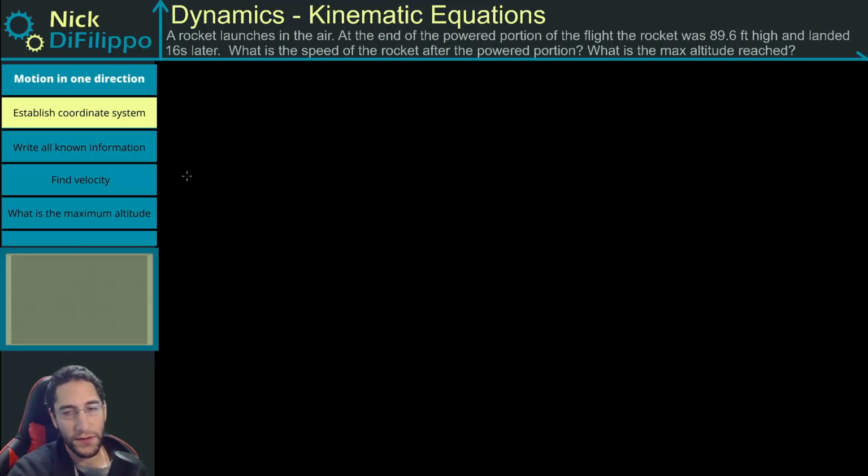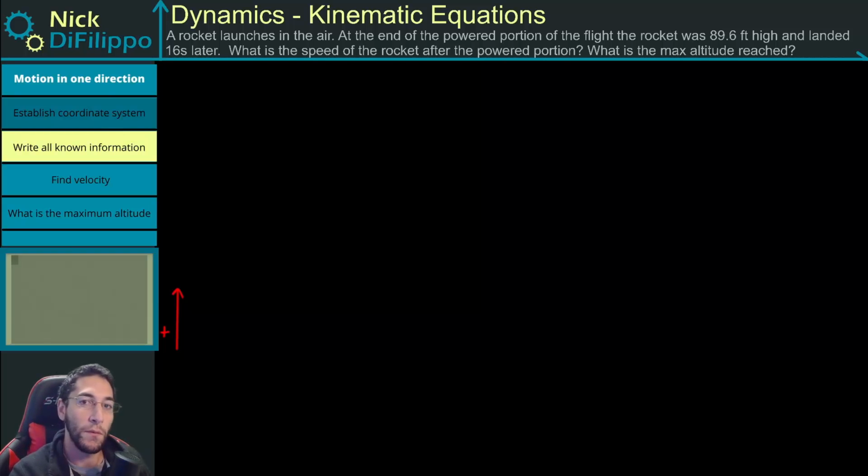The first thing I want to do is establish a coordinate system. I'm going to say that anything that's going up in terms of direction, position, velocity, acceleration is going to be positive. So up is positive. Anything that's pointing down will be negative.